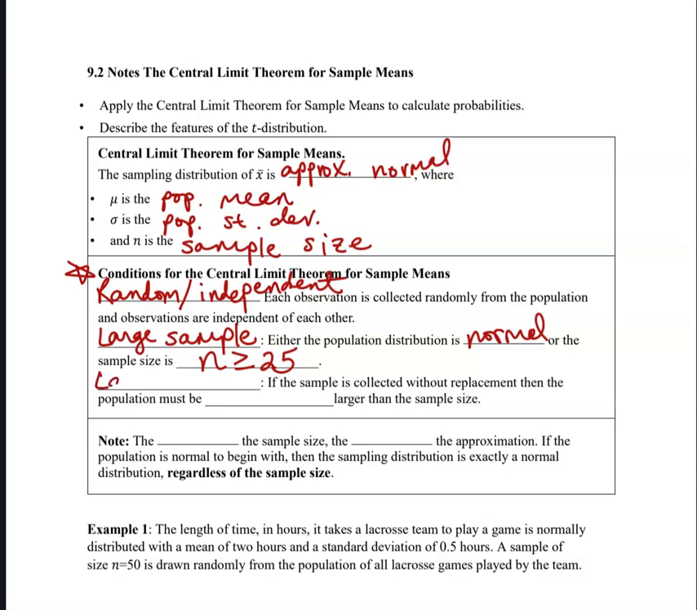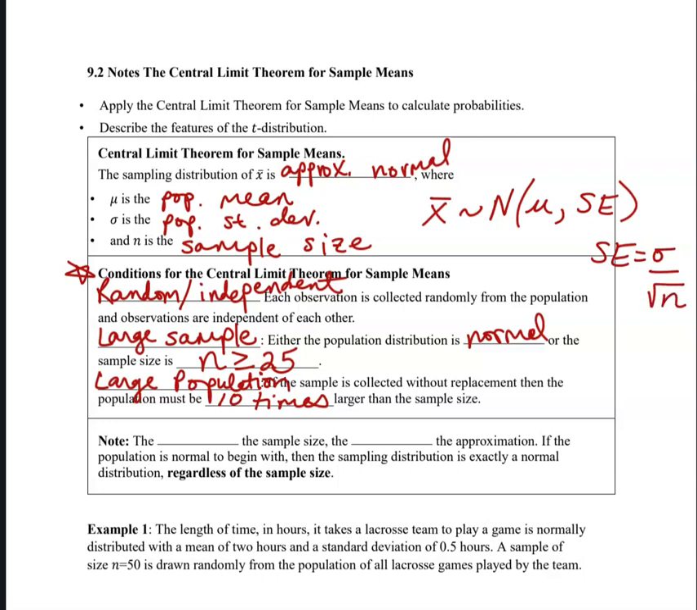And then finally, the population has to be large. If the sample is collected without replacement, the population must be 10 times larger than the sample size, just like it was in previous chapters. As long as these conditions are met, we know that our distribution for sample means is going to be approximately normal. X bar is going to be distributed approximately normal with a mean of mu and a standard deviation of our standard error. And that standard error formula is, just like it was previously, sigma divided by the square root of n.